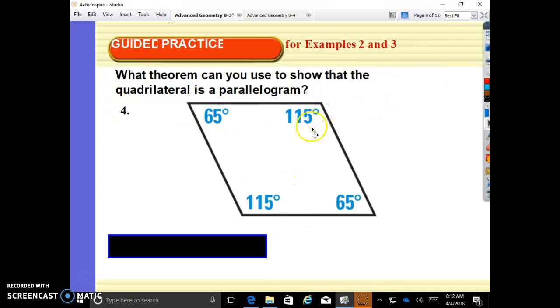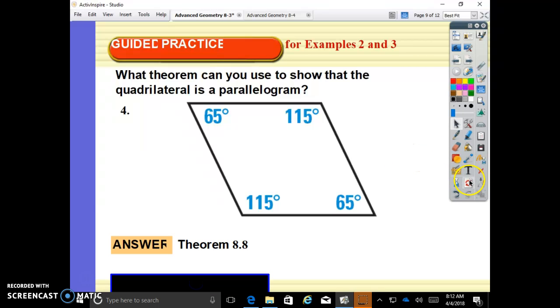Opposite angles are equal. Which theorem is this? Opposite angles are equal, therefore it's a parallelogram. Which theorem? Good job, 8.8.